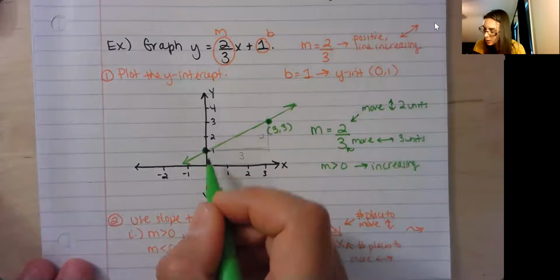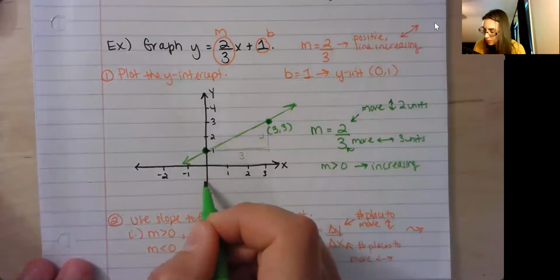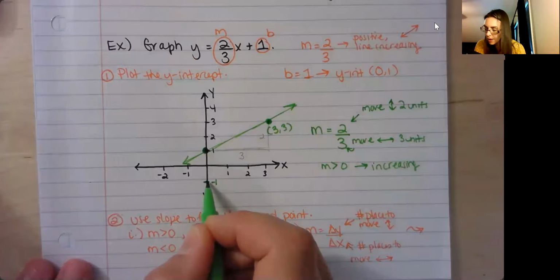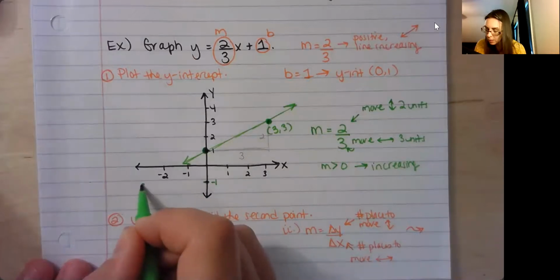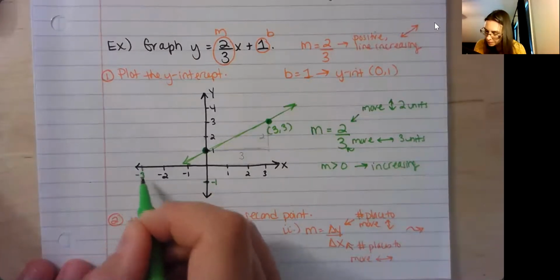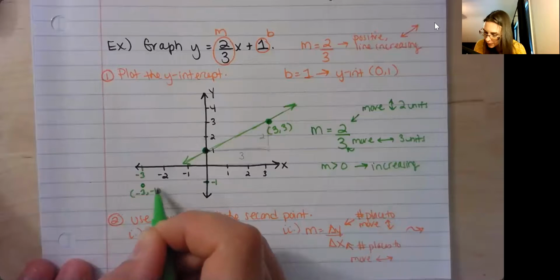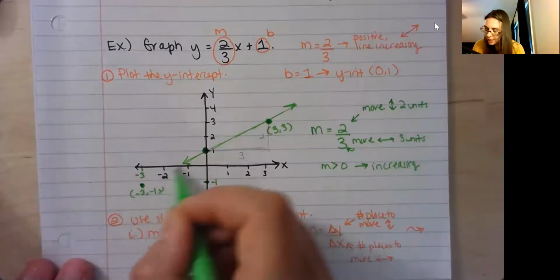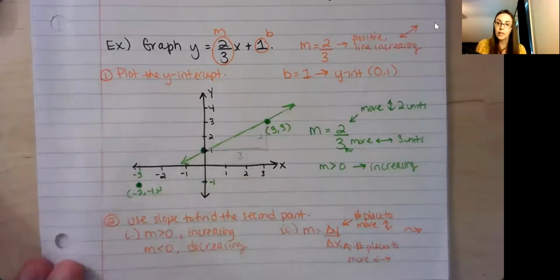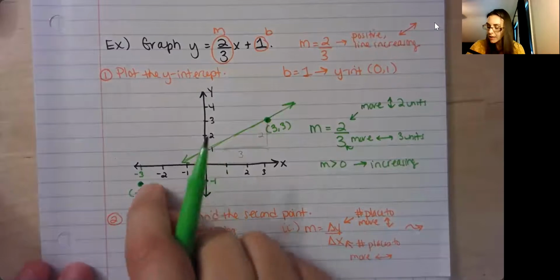I could also go down 2. But if I'm going down 2, I have to work backwards as well. So instead of going right, I go left. 1, 2, 3. And you can see how that line is going to go right through that other point. So overall, we still have an increasing line.